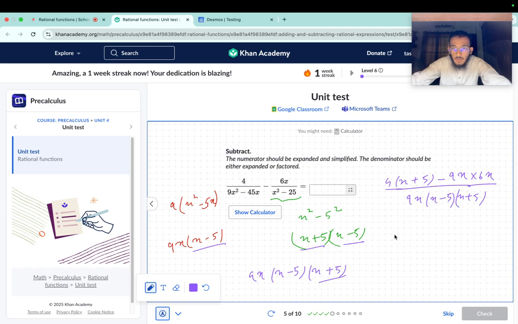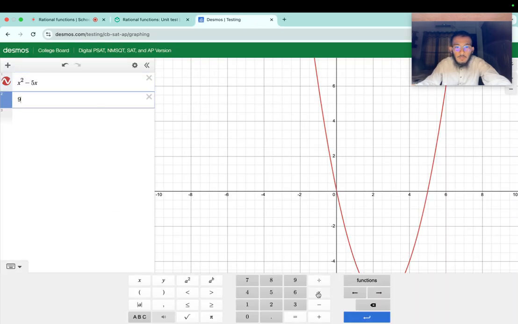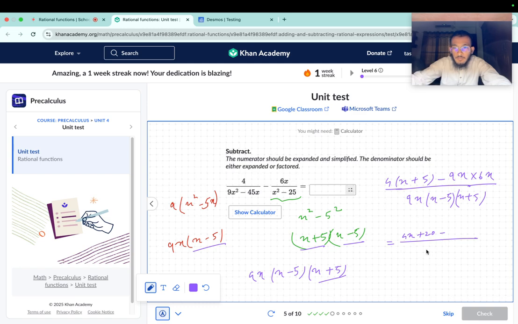Now what do we have above here? We have 4x plus 5, 4 is 20, negative 9 into 6 is 54, if I'm not mistaken. 54x squared, and below we have 9x, x minus 5, x plus 5. So the numerator should be expanded and simplified. I expanded and simplified. This is the most simplified manner.